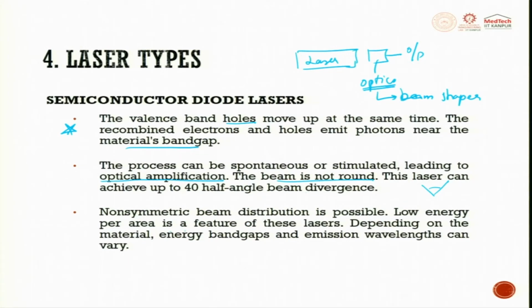Low energy per area is the feature of this laser. Depending on the material energy band gap, the emission wavelength can be varied. So, whatever we are talking about material band gap, this plays an important role in wavelength.